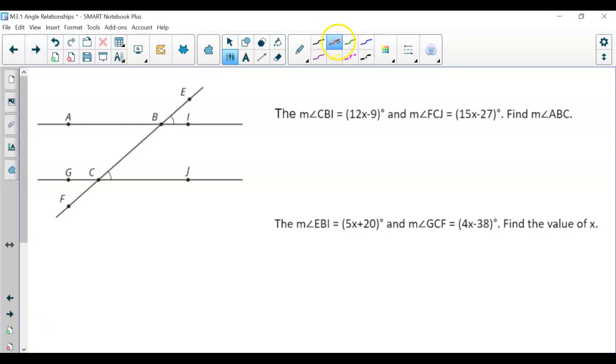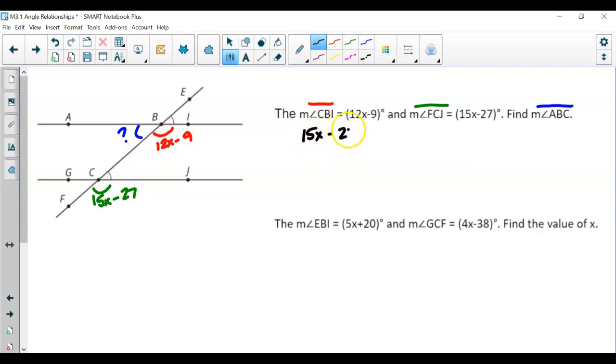And here we go. Labeling CBI, which is here, 12x minus 9. Then FCJ, which is here, 15x minus 27. You had to look for the measure of angle ABC, which is here. So again, notice you were not solving for either of the angles given to you with x. However, they are corresponding. They're in the same spot. Corresponding angles are congruent. They're equal to each other.